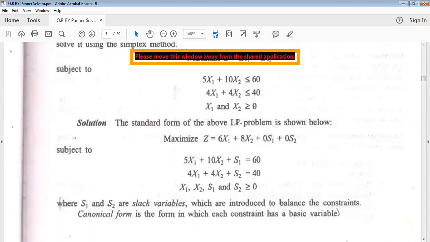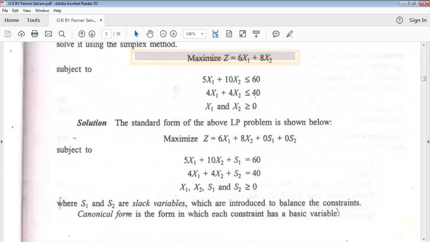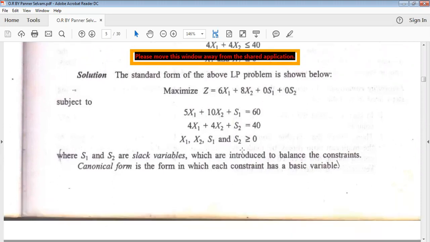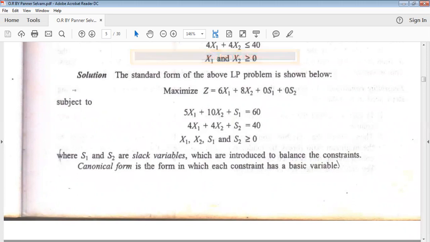So the standard form of the above linear programming problem is shown below. Maximize z = 6x1 + 8x2 + 0s1 + 0s2, because both are less than or equal to constraints. You have to add slack variables to remove the inequality sign. So for the first equation plus s1, and for the second equation plus s2. Automatically 5x1 + 10x2 + s1 = 60, 4x1 + 4x2 + s2 = 40, where s1 and s2 are slack variables which are introduced to balance the constraints.